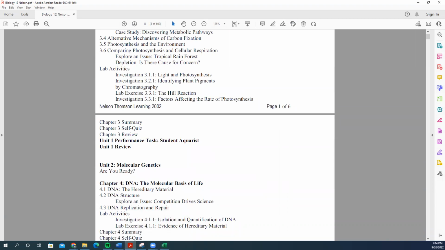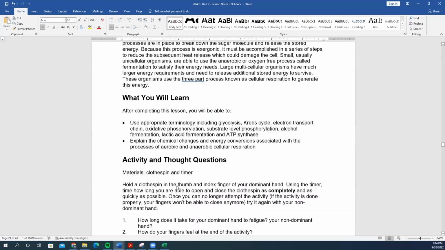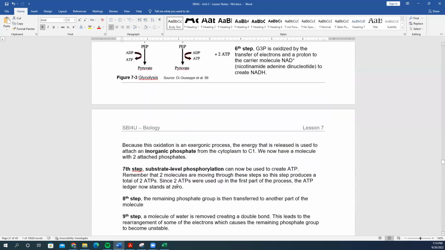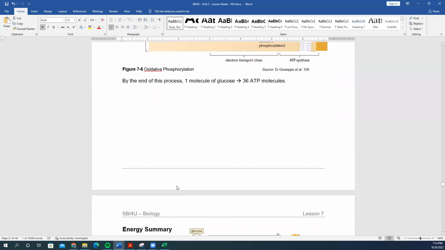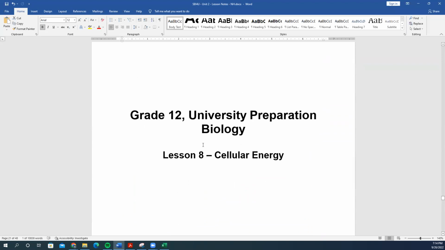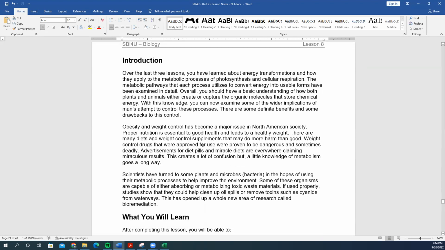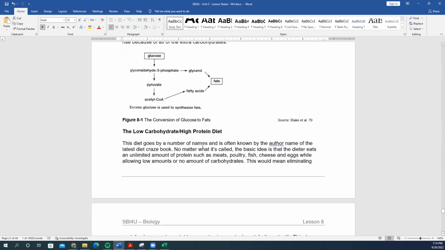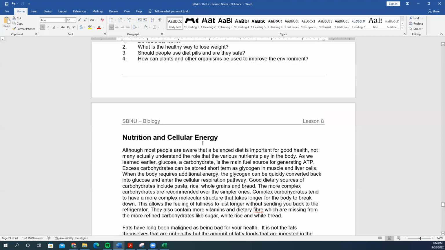And so we're going to be covering cellular respiration by next week. And our last lesson for this unit, unit number 2, is cellular energy. So we'll be talking a little bit about some of the topics there having to do with cellular energy. So you guys can read up on that too.